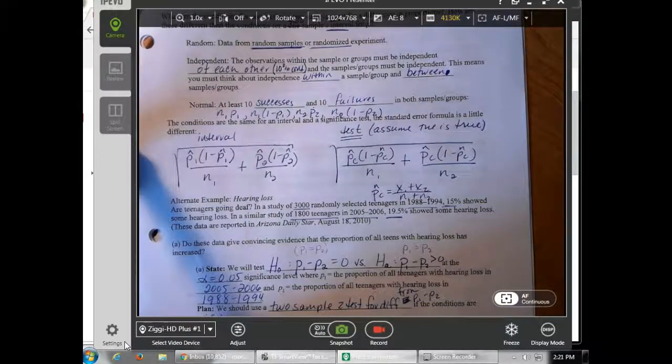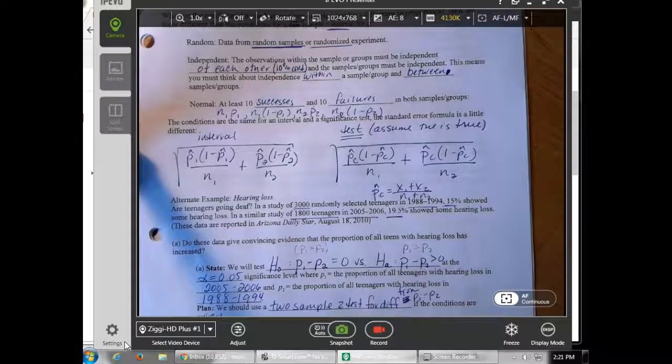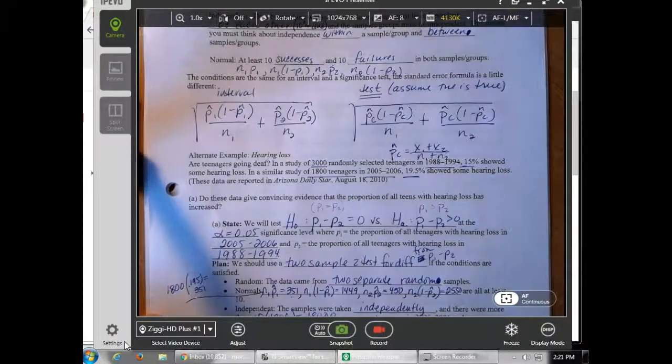So 351 is the number of successes, the number of students saying that they have had hearing loss in the later time period, but you want to compute all those. So moving on, independence. The samples were taken independently, and there were more than 10 times 1,800 or 18,000 teens in the later time period, and 10 times 3,000 or 30,000 teens in the earlier time period. So our conditions have been met, so we're going to move on to our do part.